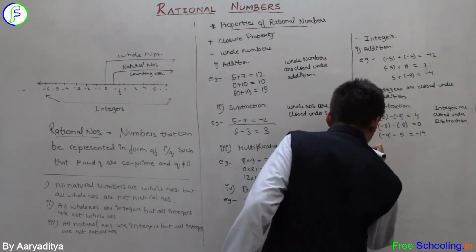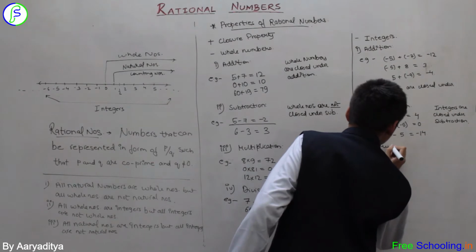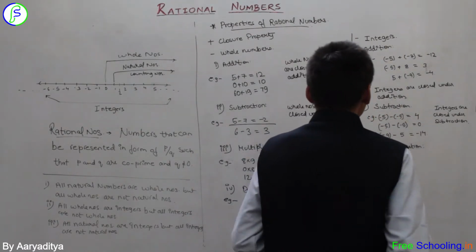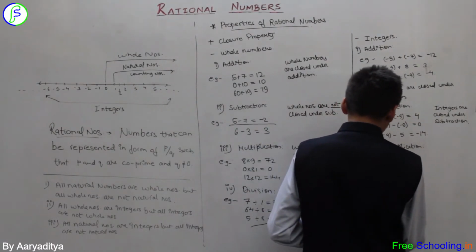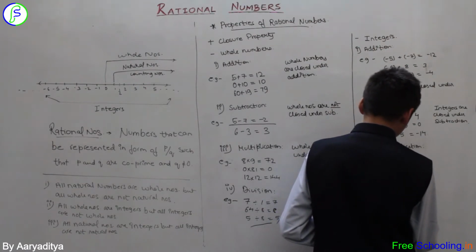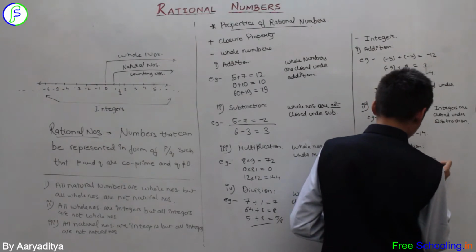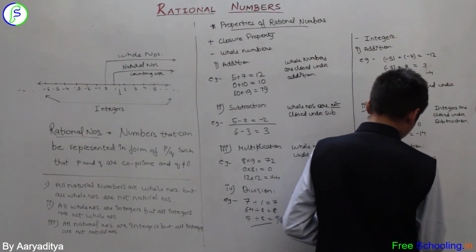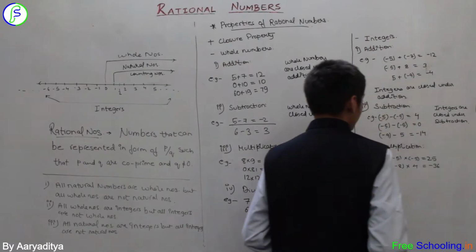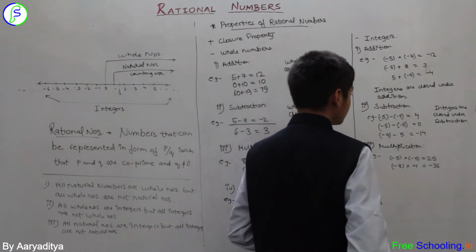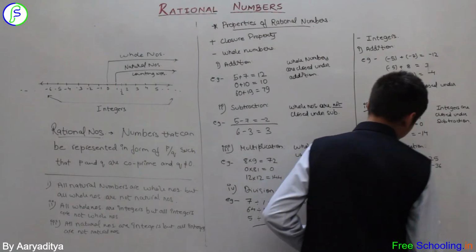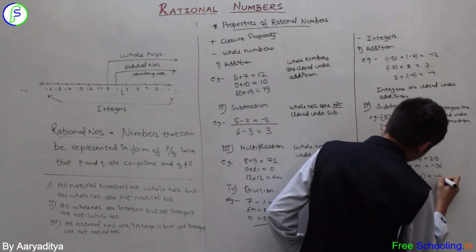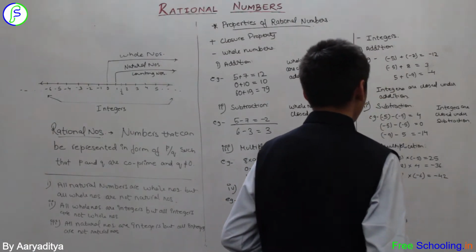Okay, now the third one, that is multiplication. Again, let us take some examples for integers only. That will be 25, and then if I take another, I will be getting minus 36. So here also we can see that the number obtained by multiplying two integers is also an integer. Okay, let me take one more example. That will be minus 42. So here we can see that all the numbers that are obtained are integers.